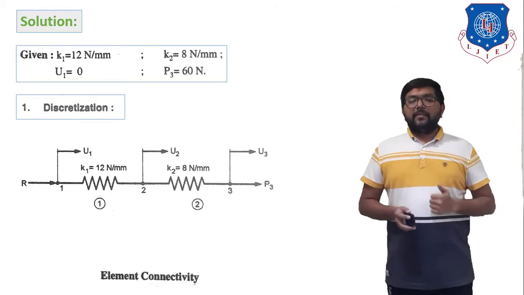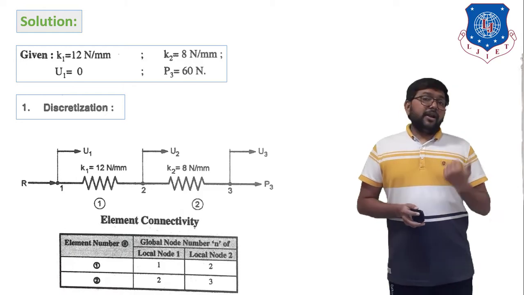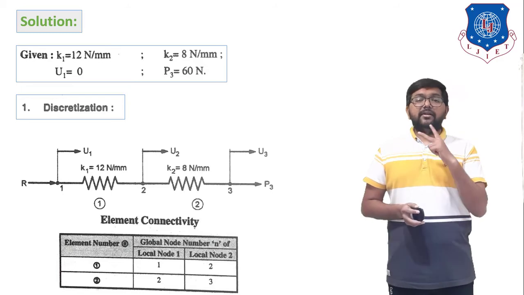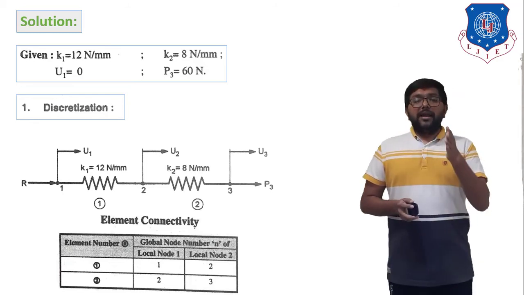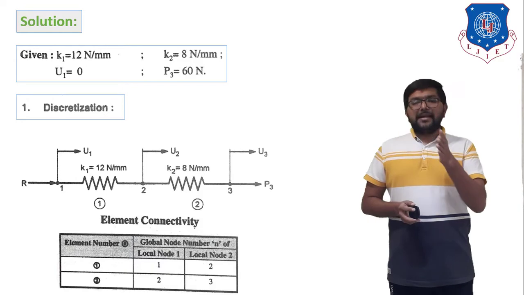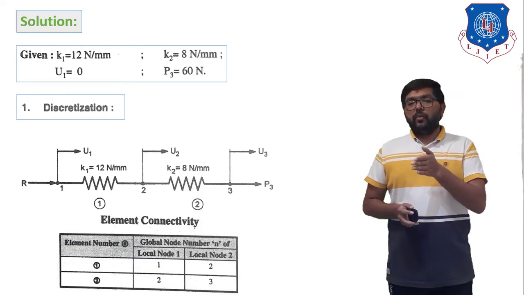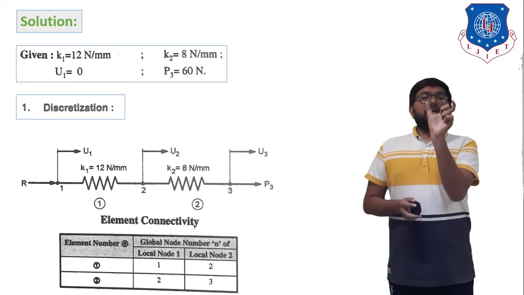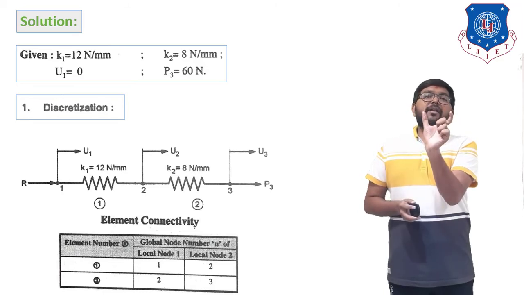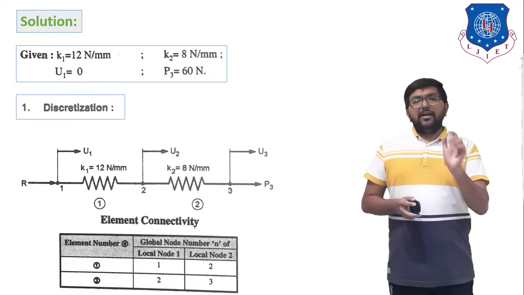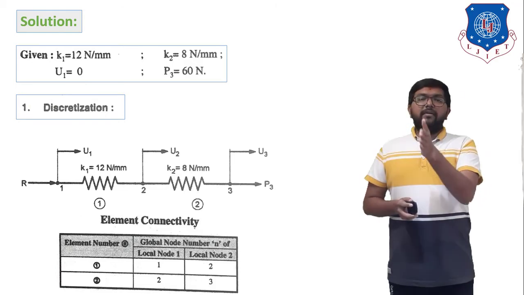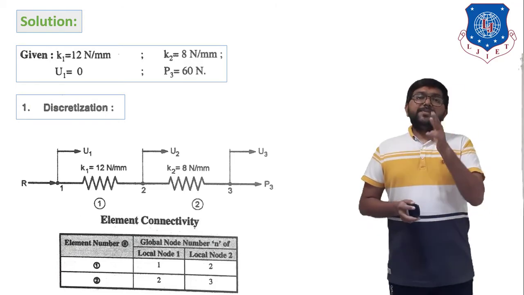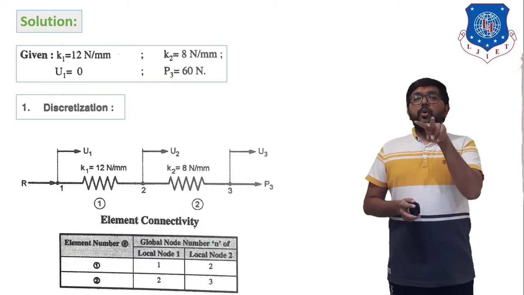Okay. Now, our element connectivity. In this numerical we have a total of 2 springs, which means 2 elements. So we need element number, global node number, and local node 1 and local node 2. Element 1 means spring 1. Spring 1 is mounted between node 1 and 2, so for element 1 we consider nodes 1 and 2. Element 2, that means spring 2, is mounted between node 2 and 3. Clear?